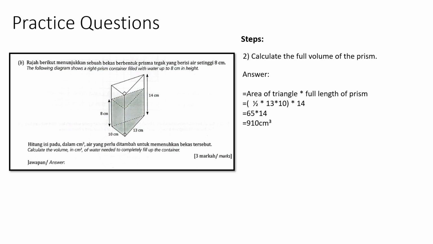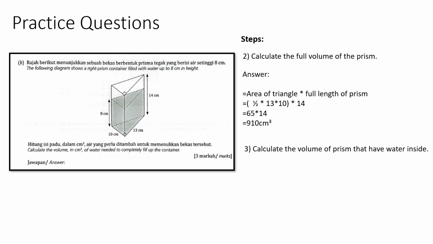Okay, because currently we are finding the full volume of the prism, so we need to use the complete length of the prism, 14 cm. So you will get the answer as 910 cm cube. Then the second one is you need to calculate the volume of the prism that has water inside.